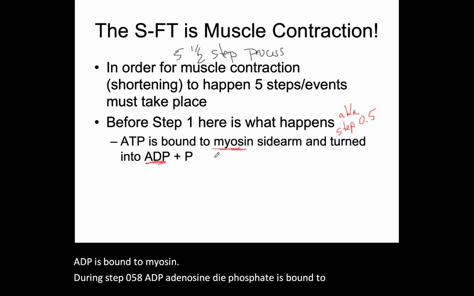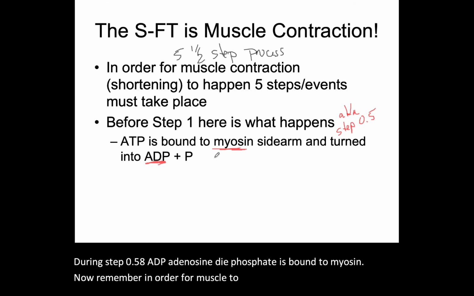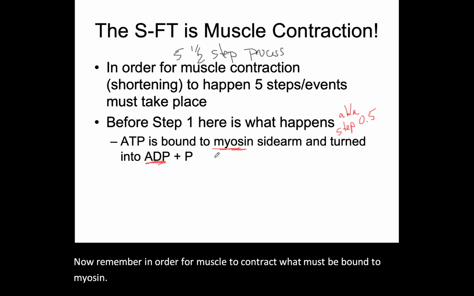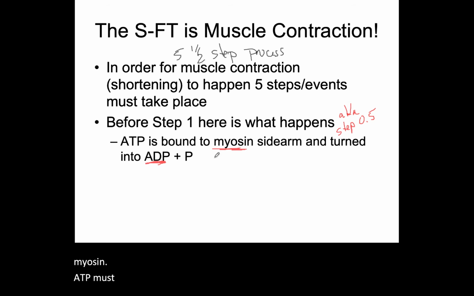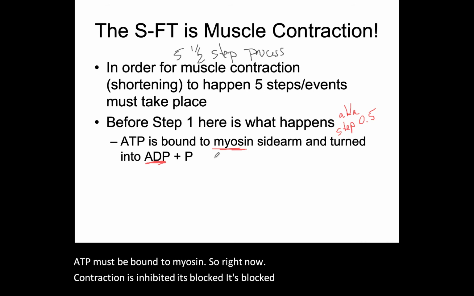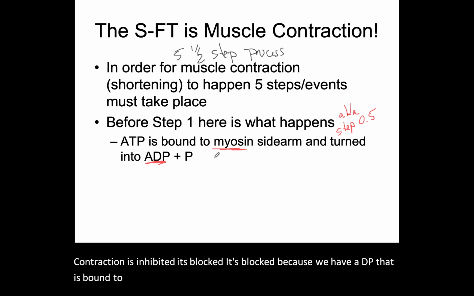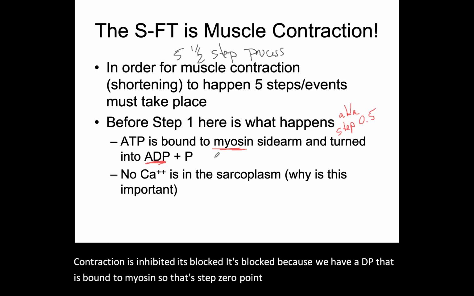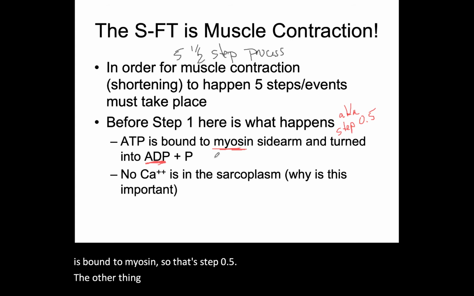Now remember, in order for muscle to contract, what must be bound to myosin? ATP must be bound to myosin. So right now, contraction is inhibited. It's blocked because we have ADP that is bound to myosin. So that's step 0.5. The other thing is there is no calcium present in the sarcoplasm.